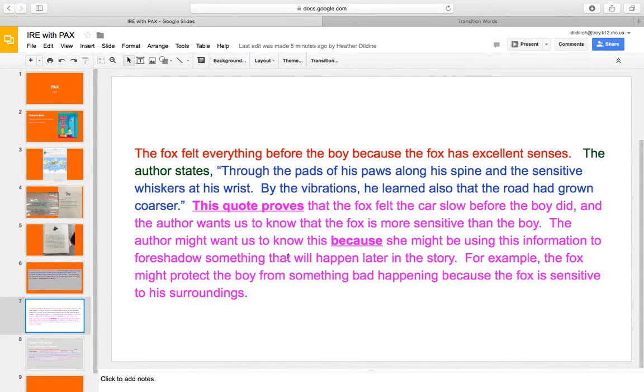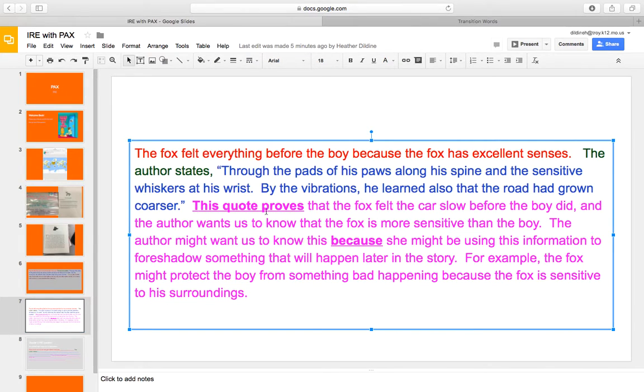The author might want us to know this because she might be using the information to foreshadow something that will happen later in the story. For example, the fox might protect the boy from something bad happening because the fox is sensitive to his surroundings. So notice how in my purple, the explaining of the quote, I'm really elaborating here.